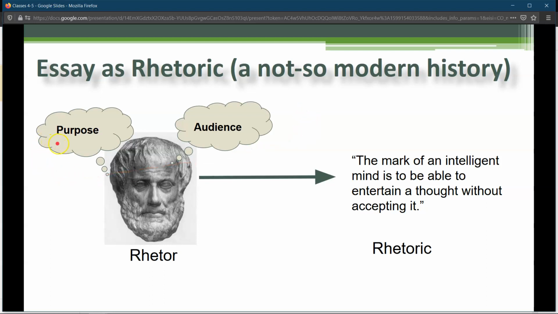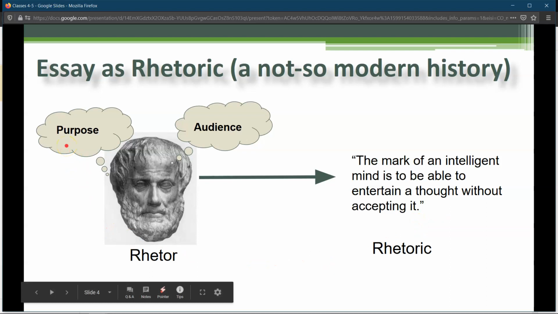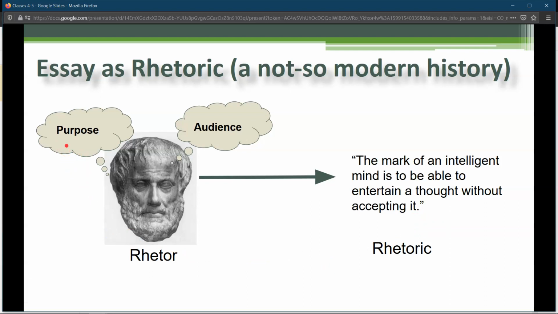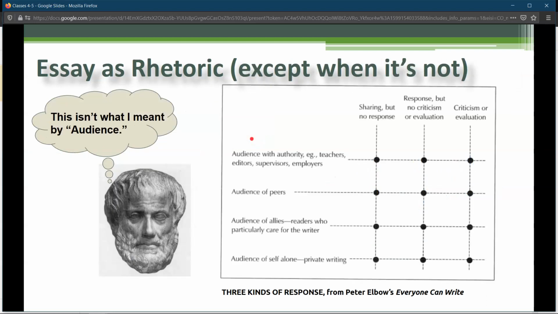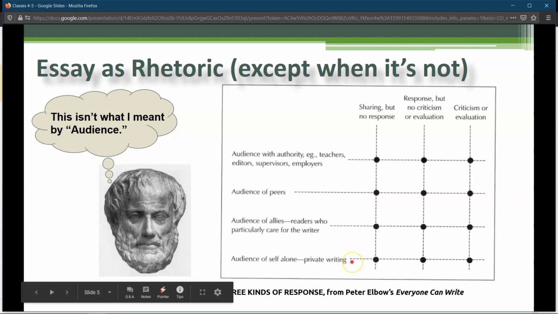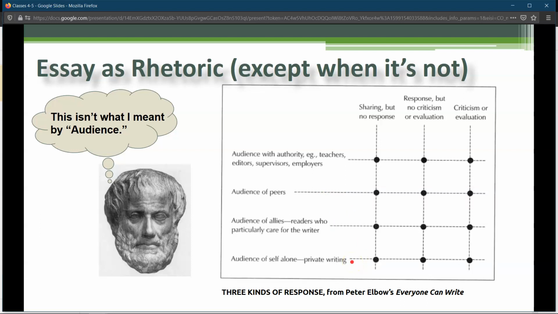So of course you should be thinking about purpose and audience. The mark of an intelligent mind is to be able to entertain a thought without accepting it. So of course purpose is why a piece of writing is written. And of course the audience is who the piece of writing is addressed to. So an audience with authority might be examples of teachers, editors, supervisors, and employers. And of course, you can have an audience of peers, an audience of allies, and of course, private writing, and also reflective writing, which is also a huge part of this course.